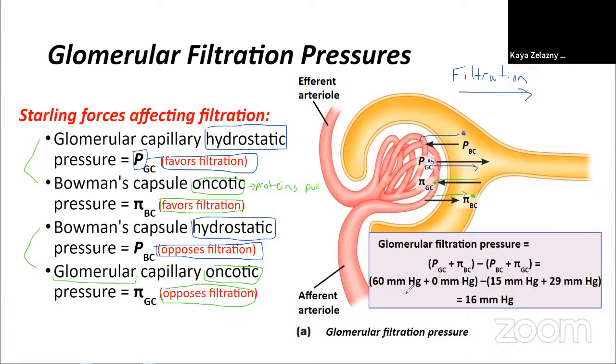We can immediately see that our strongest force is PGC. That's this first force, the hydrostatic pressure of the glomerular capillary. 60 millimeters of mercury is our measurement there. So that's really strong, and that pressure is basically coming from your blood pressure, right? Because it has to do with the amount of blood that is flowing through this capillary.